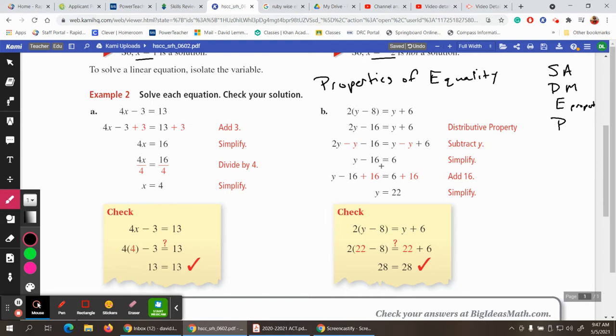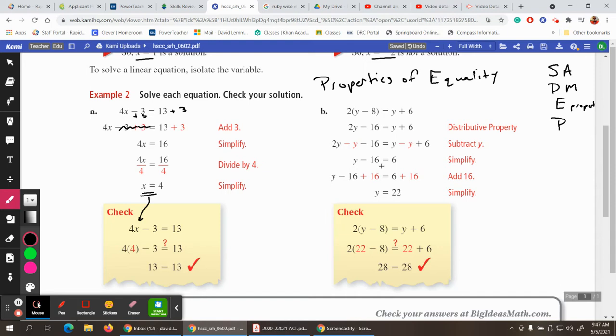So we have a -3, so we add the 3 to both sides, right? That becomes a 0, so that cancels out, leaving me with 13 plus 3, which is 16. Divide the 4 by both sides, and x equals 4. How do you know that's the answer? You do just like you did in example 1. Plug this into here, and it equals out.